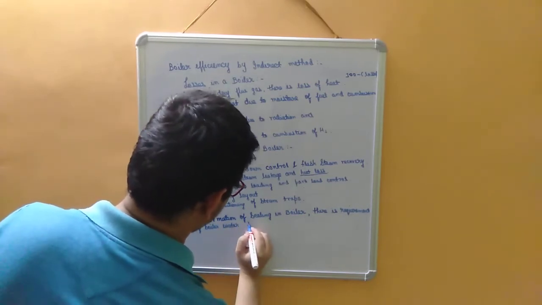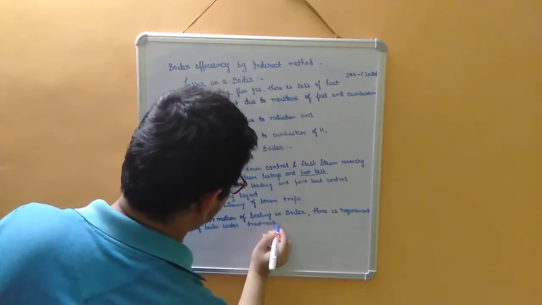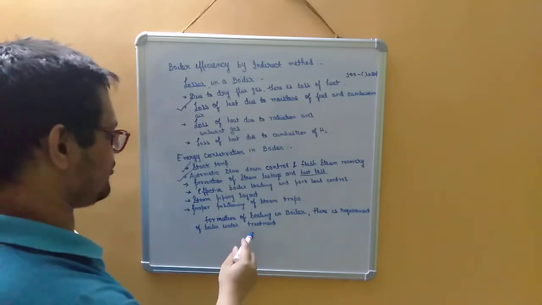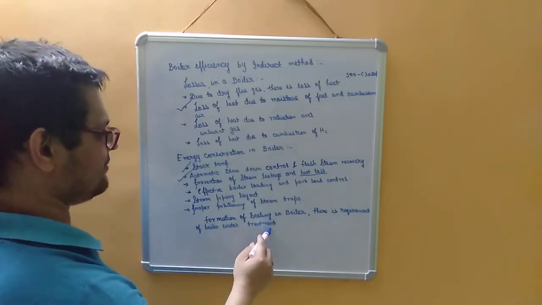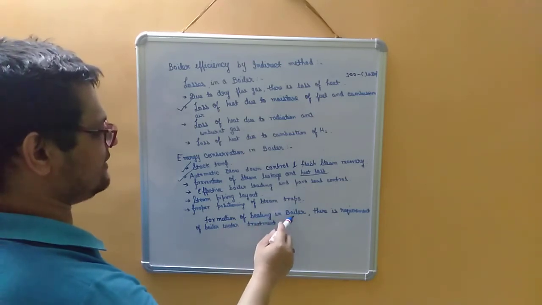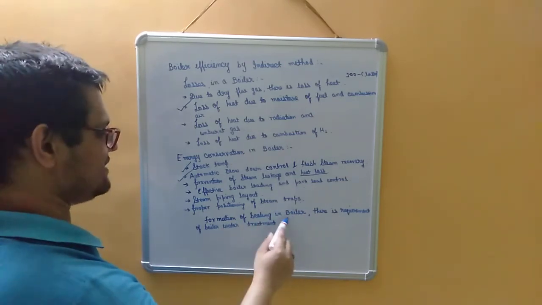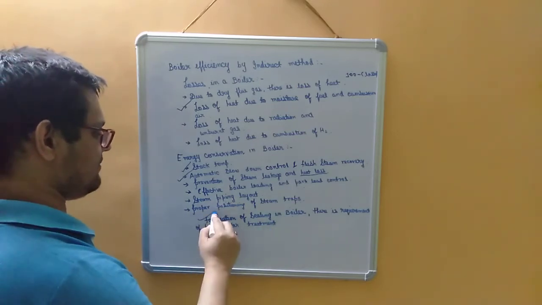So boiler water treatment is also one of the steps we should follow to increase the efficiency of the boiler, because if there is no boiler water treatment, there will be a formation of scaling in the boiler. Ultimately, if there is a formation of scaling, the efficiency of the boiler will reduce. So this is also one of the important parameters.